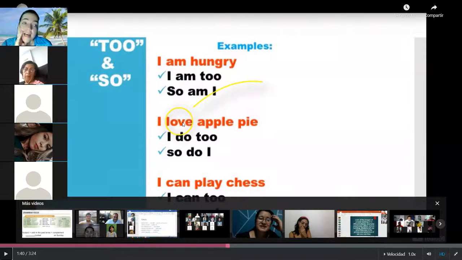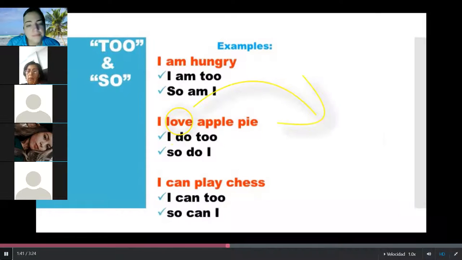Okay. I am tired. Estoy cansada. Voy a decir, I do too, or I am too? I am tired. ¿Qué van a decir? I do too. I am too. ¿Por qué? I am too. ¿Por qué? Because you are telling with am. Y aparte de eso, estoy describiendo, ¿verdad? Yes. Excellent.